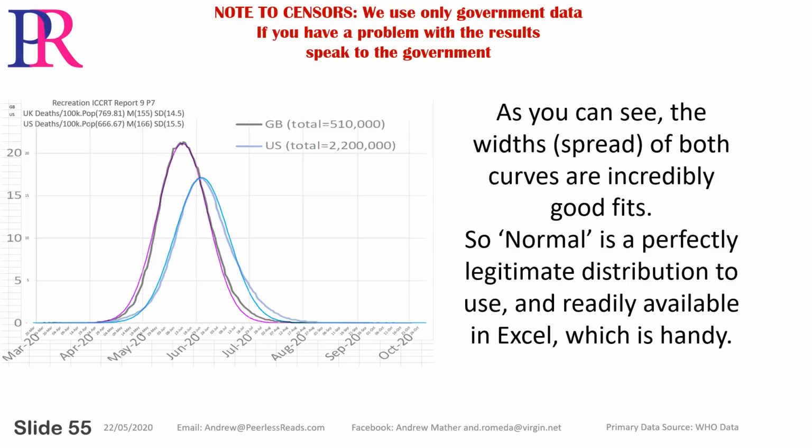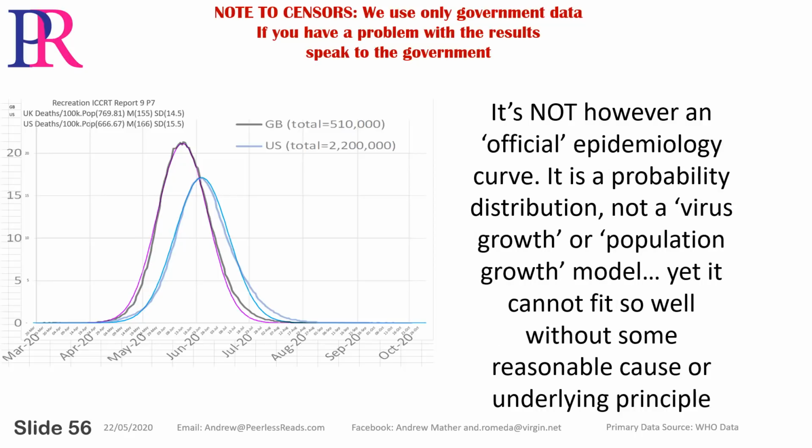As you can see, the widths spread of both curves are incredibly good fits, so normal is a perfectly legitimate distribution to use and readily available in Excel, which is handy. It's not, however, an official epidemiology curve. It is a probability distribution, not a virus growth or population growth model, yet it cannot fit so well without some reasonable cause or underlying principle.